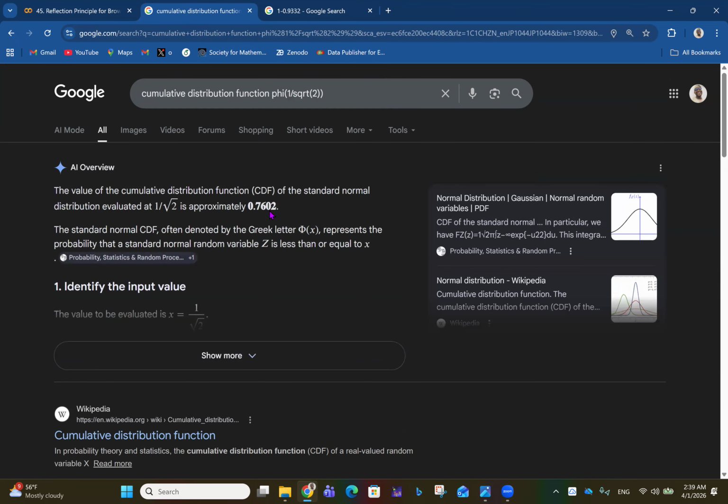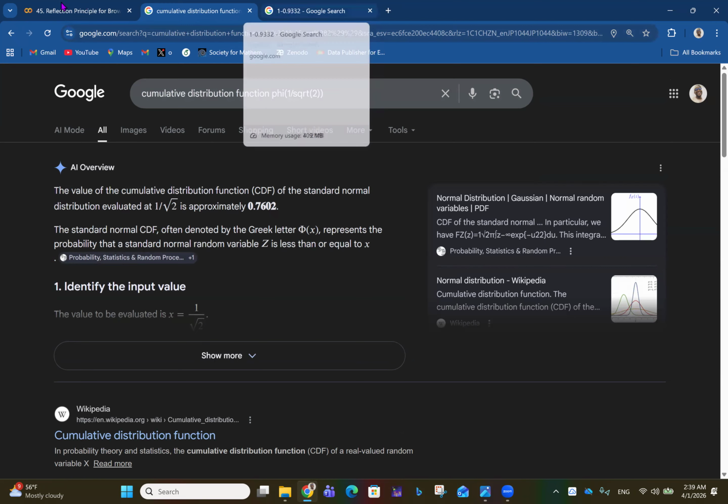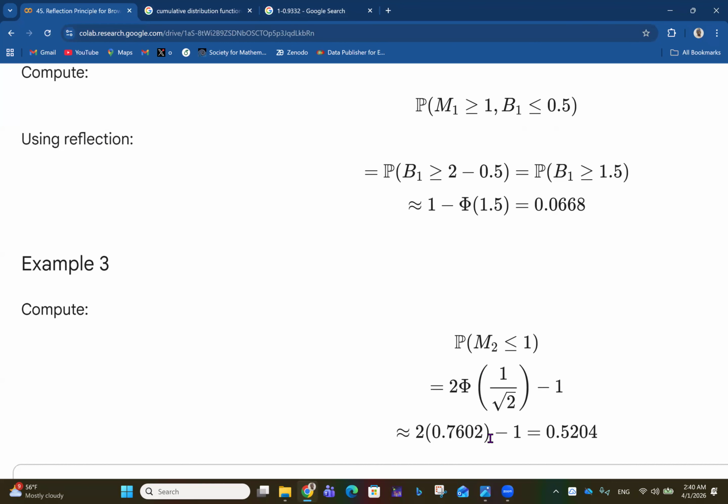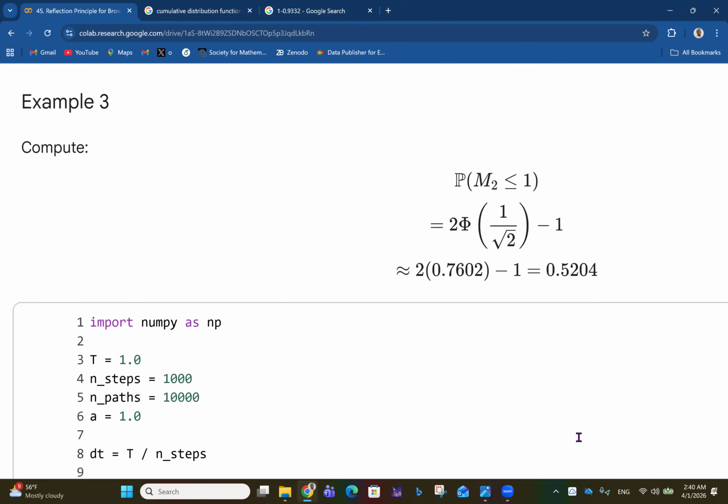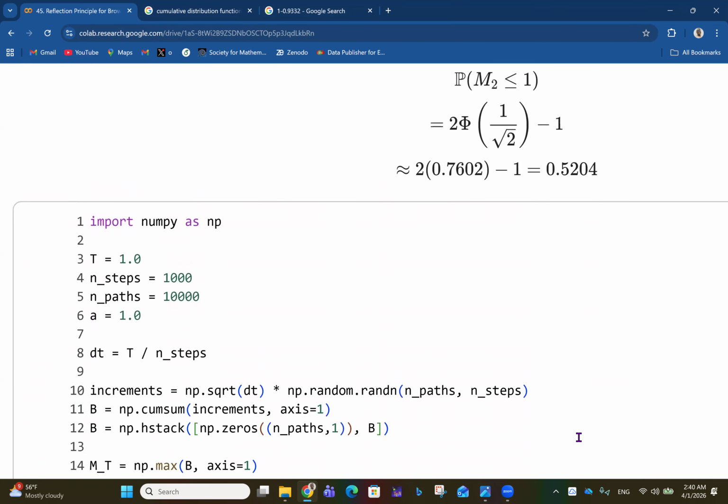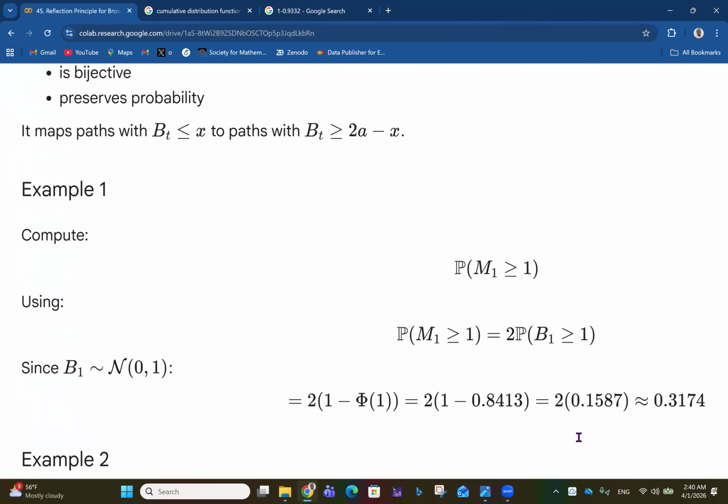So yeah, that's 0.7602. That's what you have here. So 2 times that minus 1 will give 0.5204. And of course we can simulate all of that. So what we got here was M1 greater. When M1 is greater than or equal to 1, we can have this.